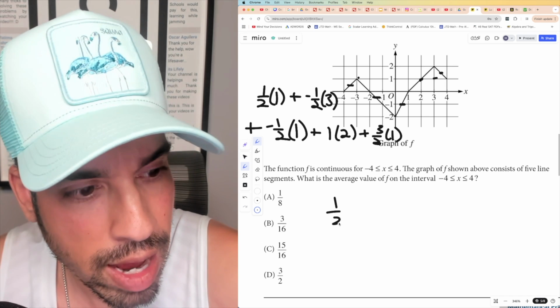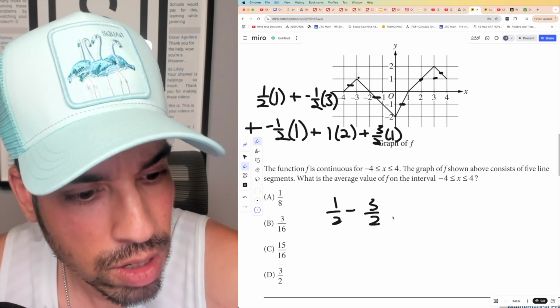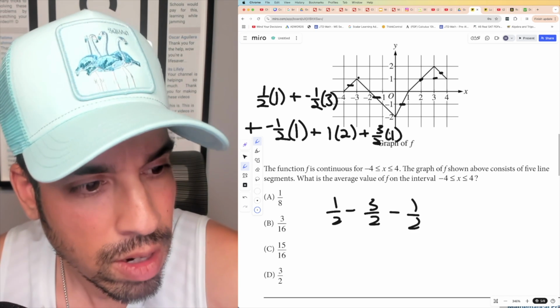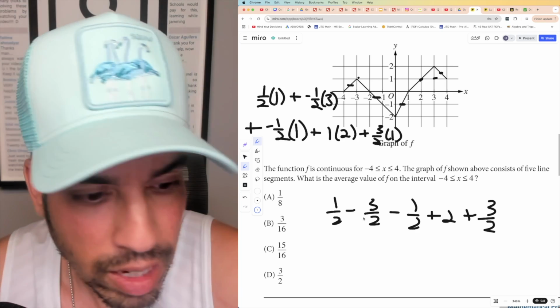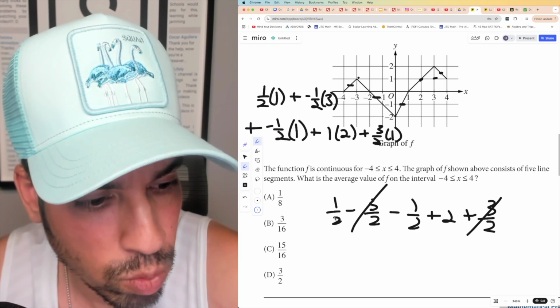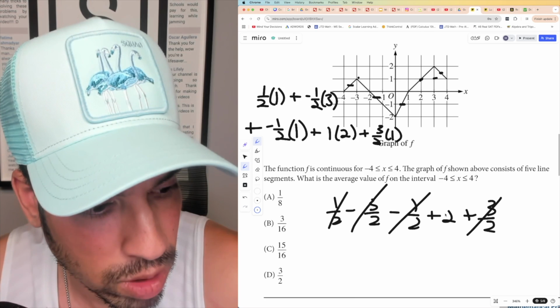So we have 1/2 minus 3/2 minus 1/2 plus 2 plus 3 over 2. Negative 3 over 2 cancels out with 3 over 2. 1/2 cancels out with negative 1/2, and we're left with 2.